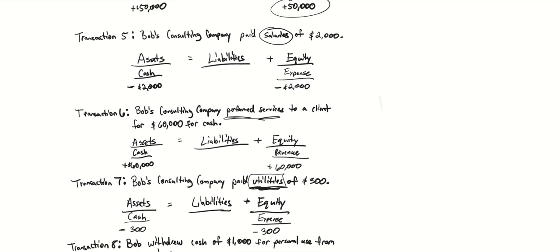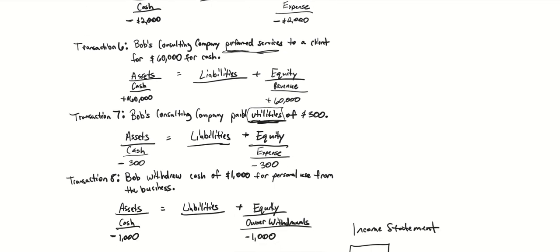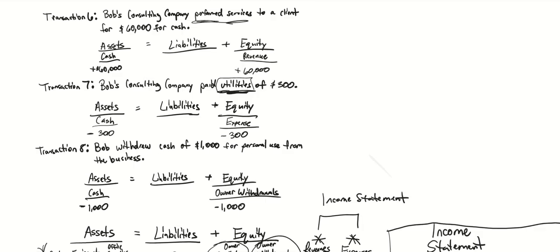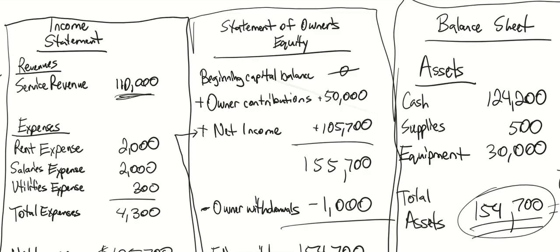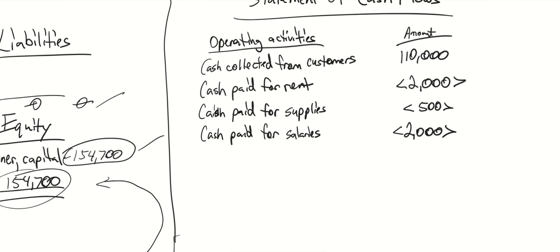Let's see. Okay, transaction 6, that's another customer revenue or cash collection. So we already included that. Then we have transaction 7. So this is where the utilities were paid for $300. So that's utilities. You need that. So that's for $300. There we go. Cash paid for utilities. Okay, negative $300.